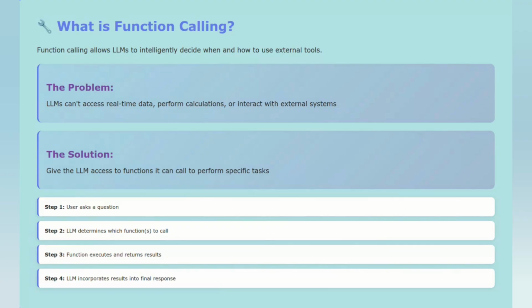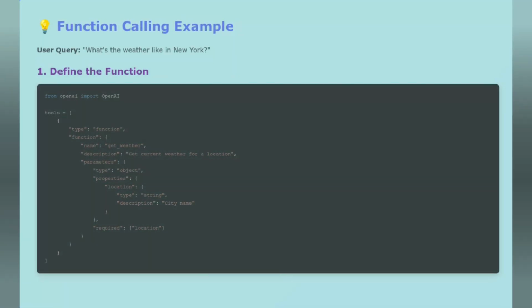The workflow is beautifully simple. Step 1, a user asks a question. Step 2, the LLM determines which function to call. Step 3, that function executes and returns results. Step 4, the LLM incorporates those results into its final response. It's like giving the LLM a toolbox and teaching it which tool to use for each job. Let's make this concrete with an example.